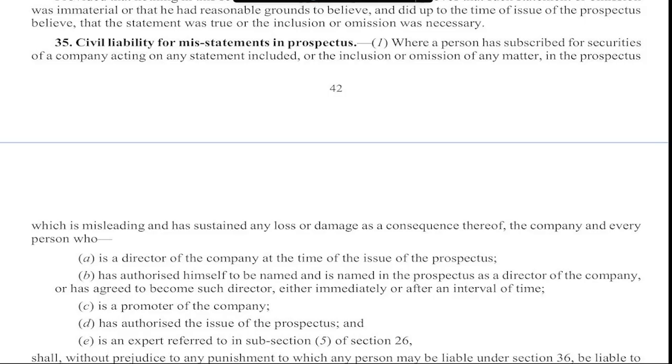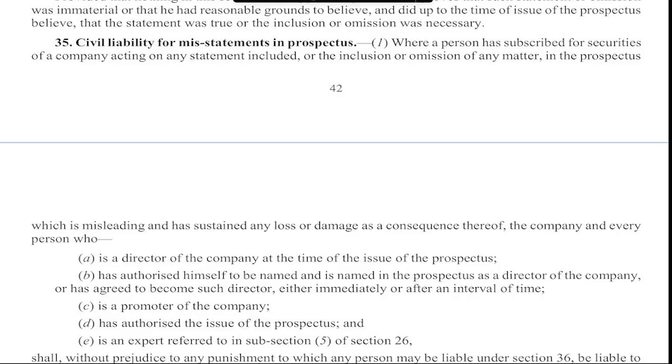Write down. Where a person has subscribed to the securities, acting on any statement or inclusion or omission, believing it to be true, and suffered a loss or damage.